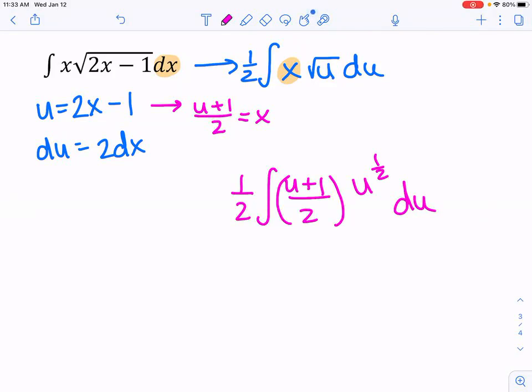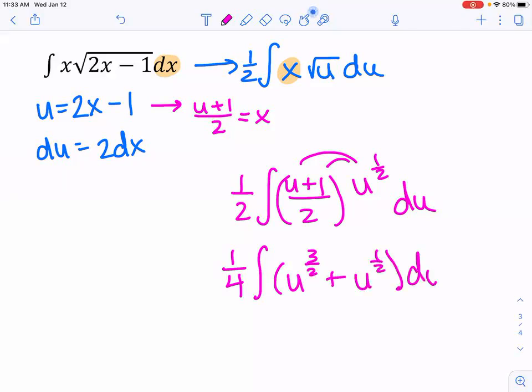Okay, so now this is what's going to happen. Can we take the antiderivative right now? No. We cannot. However, we can probably distribute that u to the 1/2. What I'm going to do is I'm going to go ahead and write 1/4 on the outside because I can bring that 2 from the inside to the outside. And then we're going to distribute that u to the 1/2. So I'm going to write u to the 3/2 plus u to the 1/2. Yeah, so. Yeah, this works.